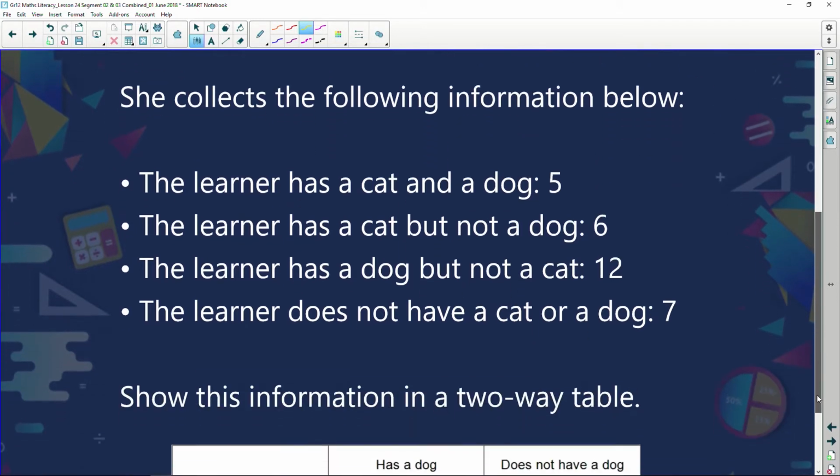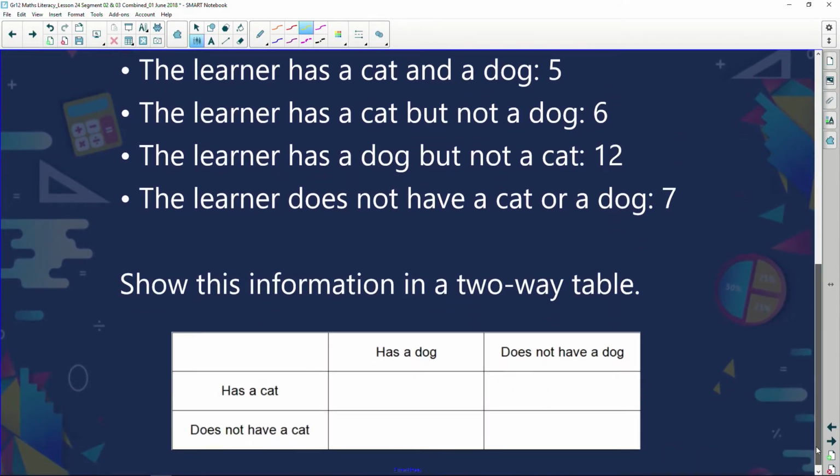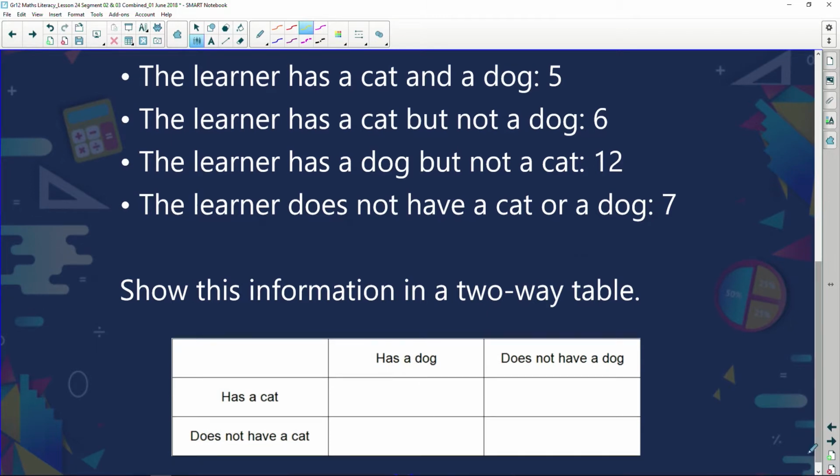Right. So now we're going to show this information on a two-way table. First thing, I can see I've got here learners that have dogs and learners that do not have dogs. Learners that have a cat and learners that do not have a cat. So the first thing is learners that have a cat and a dog. So we're going to look at this column because it has a dog and has a cat. So has a dog, has a cat, there are 5 of them. So I'm going to put the number 5 here. I'm going to use a different color so it shows better on your screen.